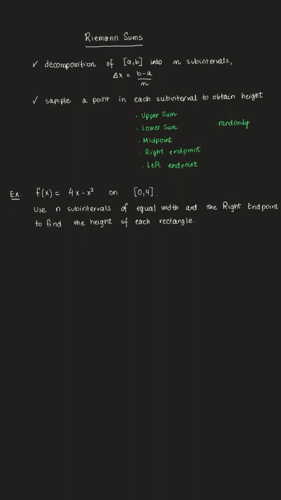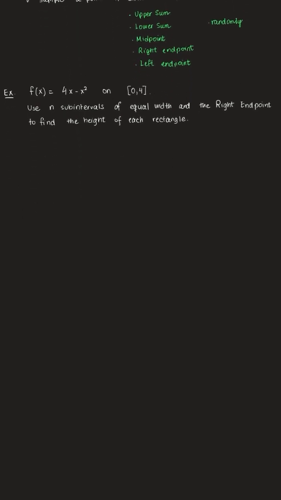So let's take a specific example where, again, we have a downward turning parabola, 4x minus x squared, on the interval from 0 to 4. And this time, we're going to use n subintervals. Notice that I'm not specifying the number of subintervals. I'm just leaving it as n. And we want them to be of equal width, and we're going to use the right endpoint to find the height of each rectangle. So let's sketch the graph of the function first.